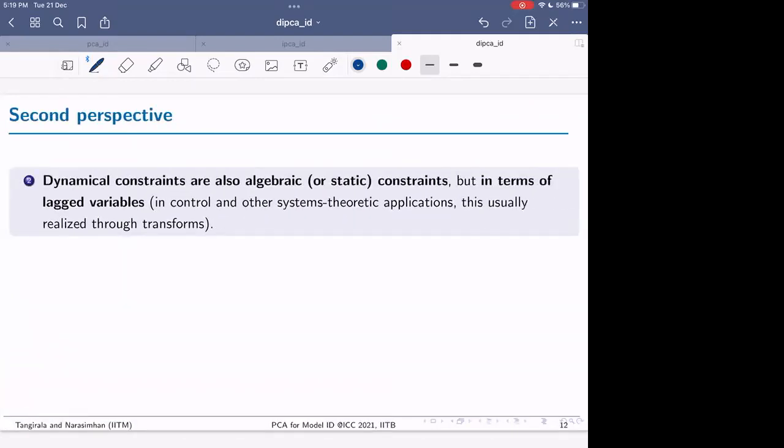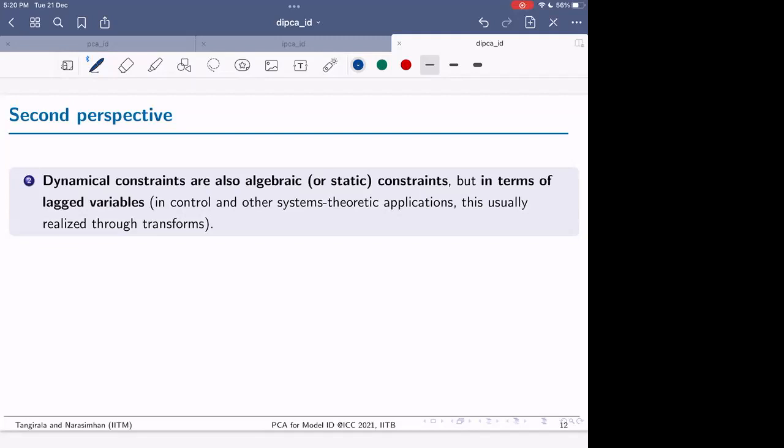So the message that we have is that if I have a constraint for a dynamical system, it can be viewed as a steady state model in terms of lag variables. So we have converted a dynamical model to a steady state model in terms of lag variables, right? Usually in control and other systems theoretic applications, this is realized through transforms, for example, Laplace transforms, Z transforms, and so on, where you go from a dynamical model, like a differential or a difference equation, to an algebraic model through Laplace or Z transforms.